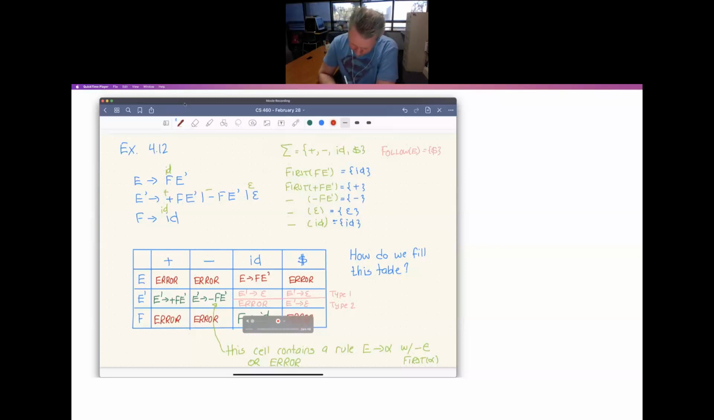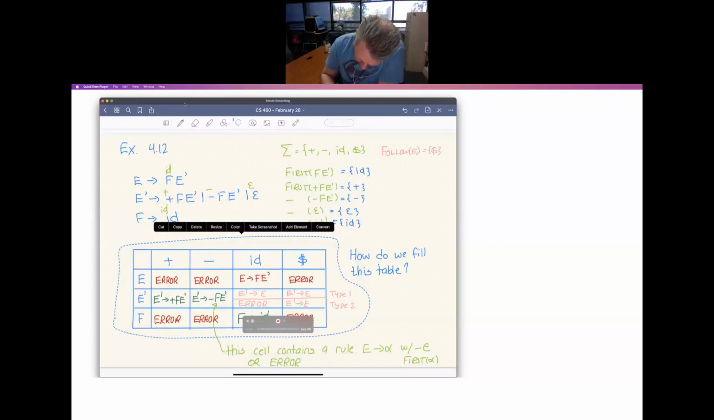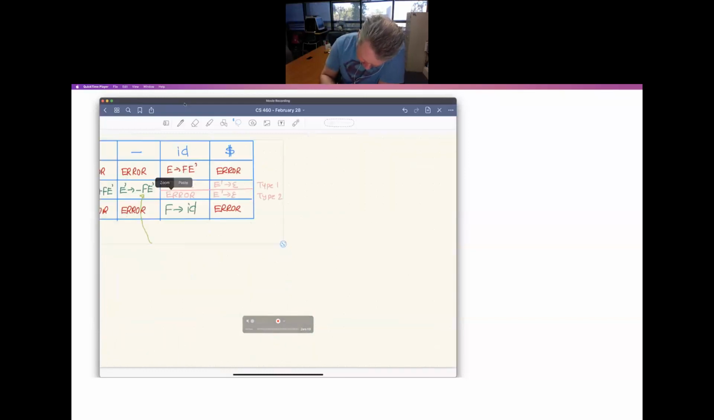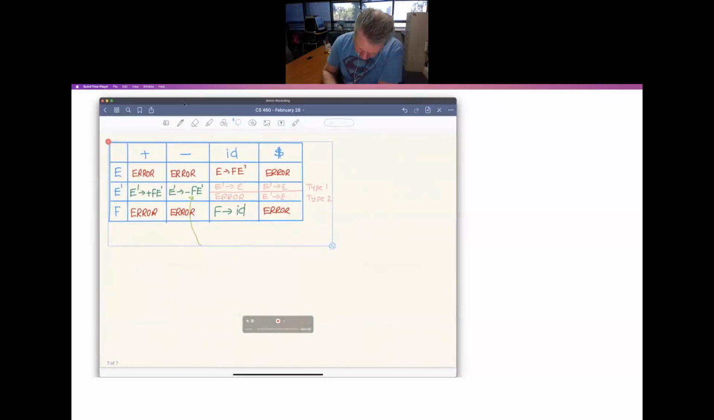Now let's give it a whirl. So we'll write down in a second how to fill this one out using some formulas, but let's just actually try to do some parsing with it and see if it actually works, if we got it right. So there we go. Let's see, what string shall we try?